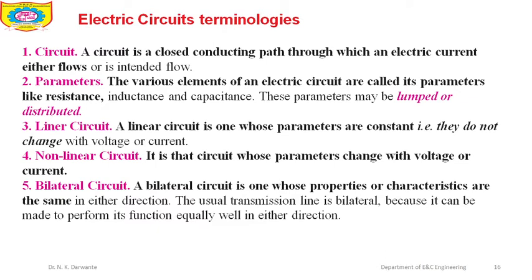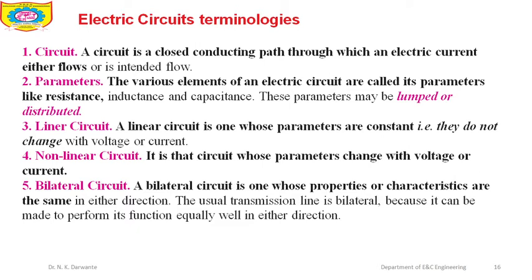First of all, circuit. We are frequently using the word circuit in our discussion. A circuit is nothing but a closed conducting path through which an electrical current either flows or is intended to flow. Whenever we apply a voltage source or current source to a conducting path, if the current is circulating through it, then that is known as the circuit. Every circuit has a certain purpose, such as making a device turn on, or some other purpose.